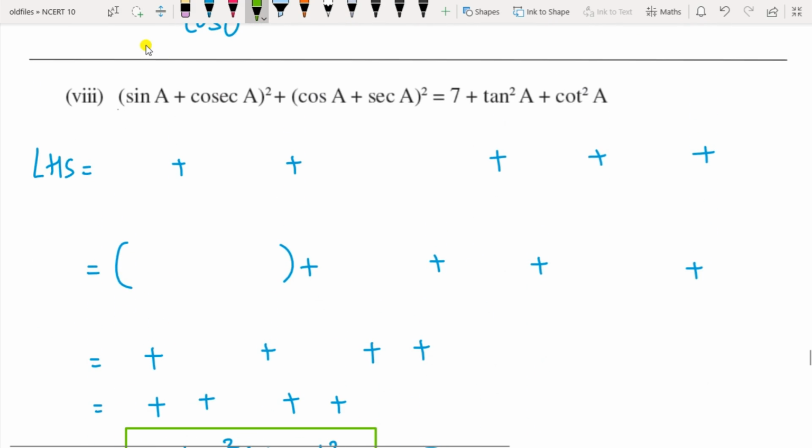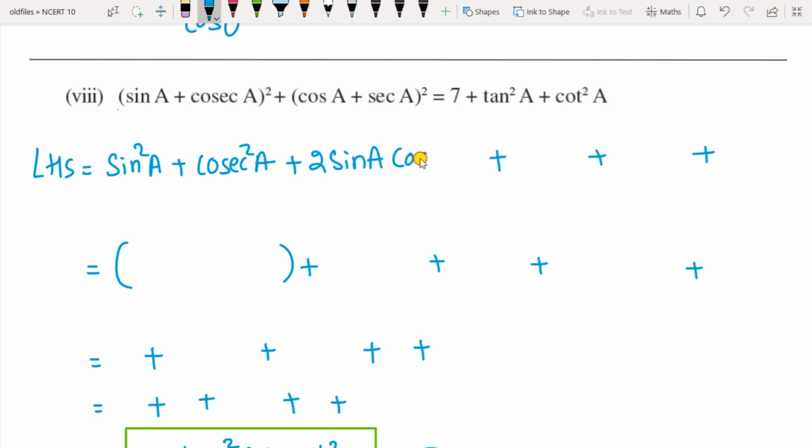Question 8 here is (sin A plus cosec A) the whole square plus (cos A plus sec A) the whole square should be equal to 7 plus tan square A plus cot square A. Now this is of the form (a plus b) the whole square. So expand it: a square, that is sin square A plus cosec square A plus 2ab, that is 2 into sin A cosec A. This other bracket is also of the same form, so it is cos square A plus sec square A plus 2 into cos A into sec A.